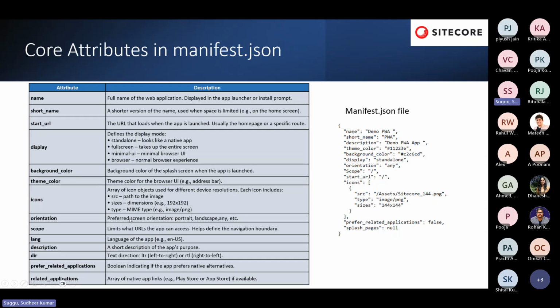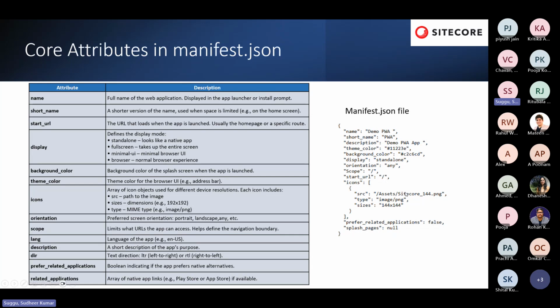Okay, orientation, like portrait mode or landscape mode, we can handle it as we want. Coming to the scope, as I said, even though we have many website pages, if we don't want those pages to be accessed in that app, then we can set the boundaries in the scope for what pages we want to have, not all the pages. If you want to set any language, we can do that, but it's not mandatory.